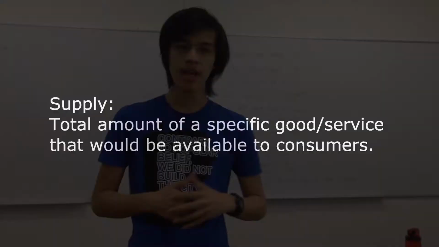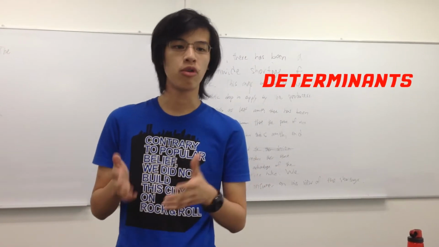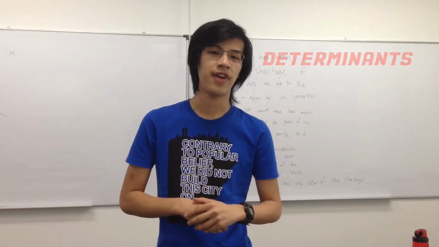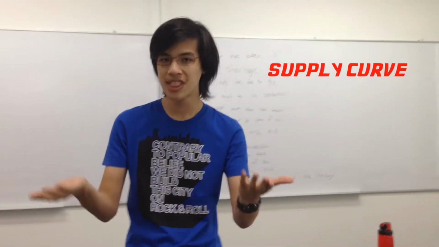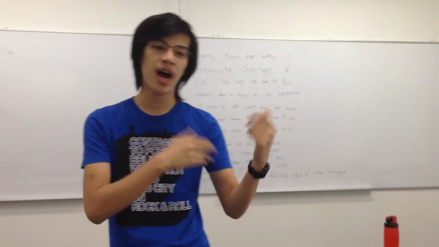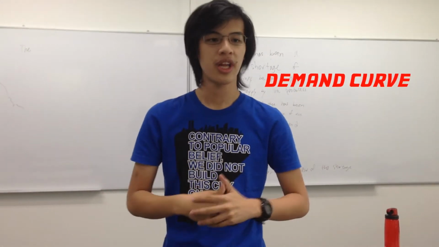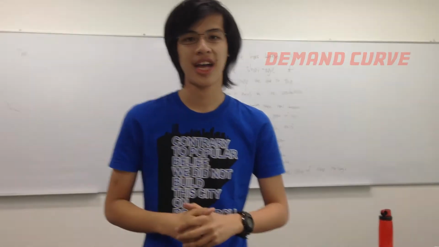Firstly, demand is defined as a consumer's willingness and ability to pay the price for a specific good or service. Next, supply is the total amount of a specific good or service that will be available to consumers. So today, we will be talking about the determinants of both supply and demand and how they affect, firstly, the supply curve, which is the relationship between quantity supplied and the price, and the demand curve, which shows the relationship between the quantity demanded and also the price.